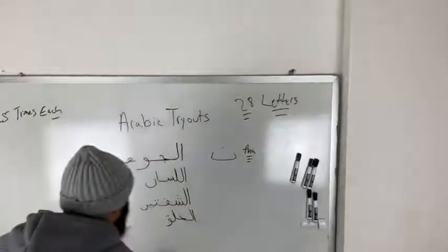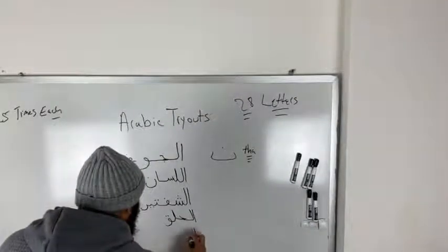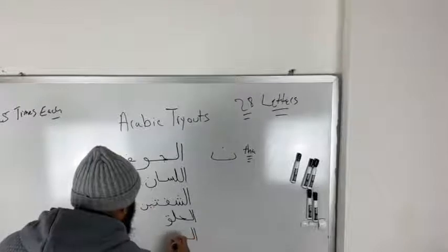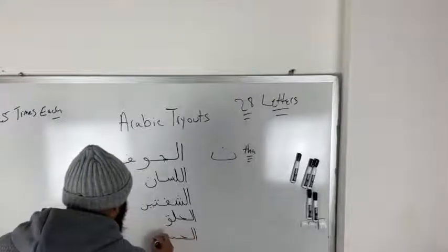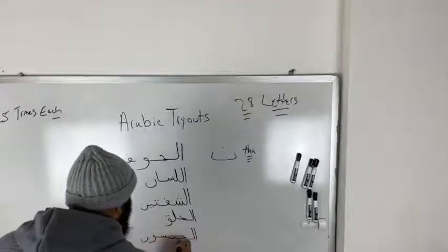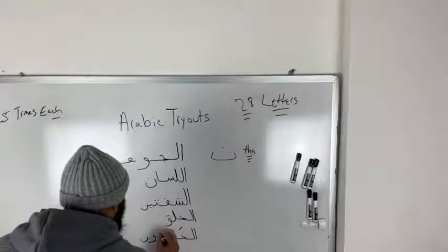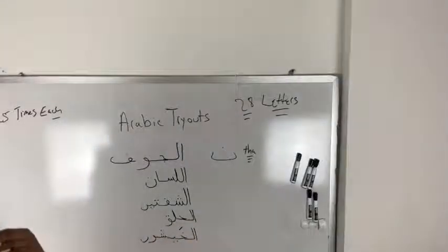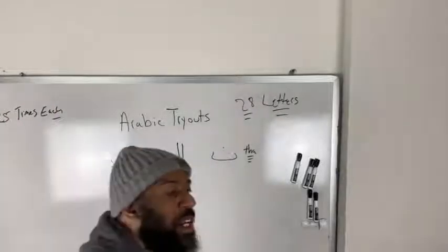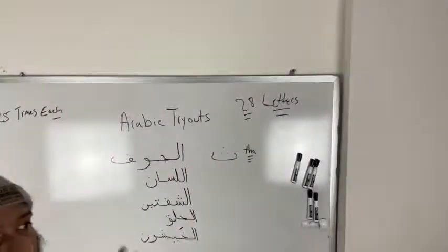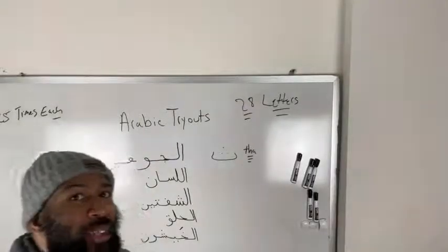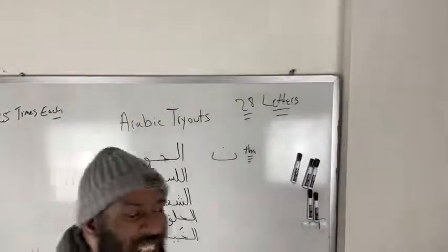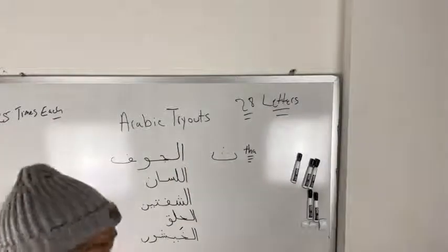Okay, and then we have what we call al-khayshun. Al-khayshun is the nasal passage. In other words, it's the nose. The nose in Arabic is your nose, okay? That's where we're going to get our ghunna sound and all of that, you know, cool stuff.